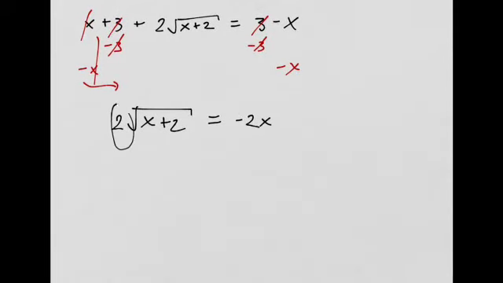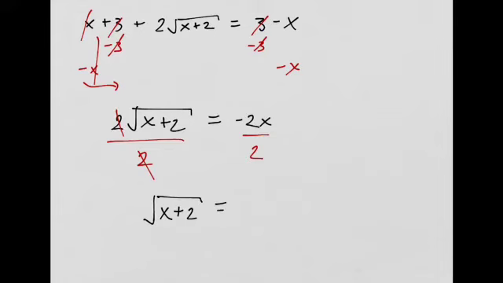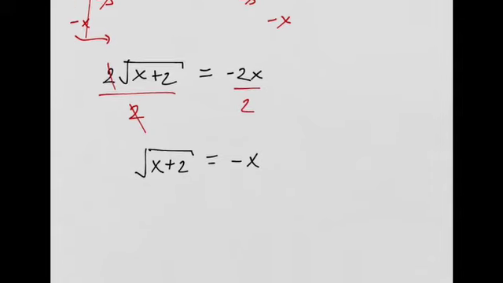Oh, look at that. I can divide off the negative 2. I can divide by positive 2. Remember, I'm trying to get the radical by itself. I'm treating it like an original problem. It's a whole different thing. So I'm trying to get the radical by itself. So that would be the square root of x plus 2 equals negative x.